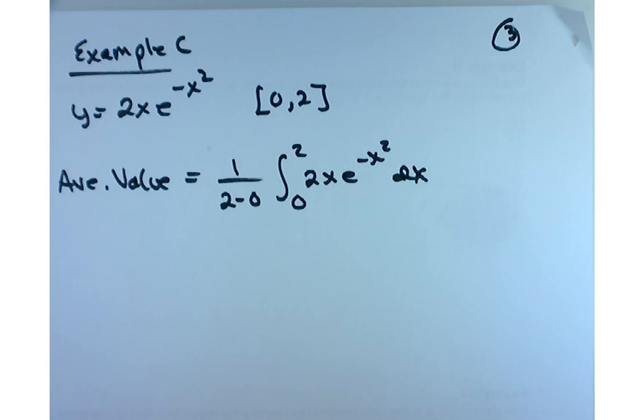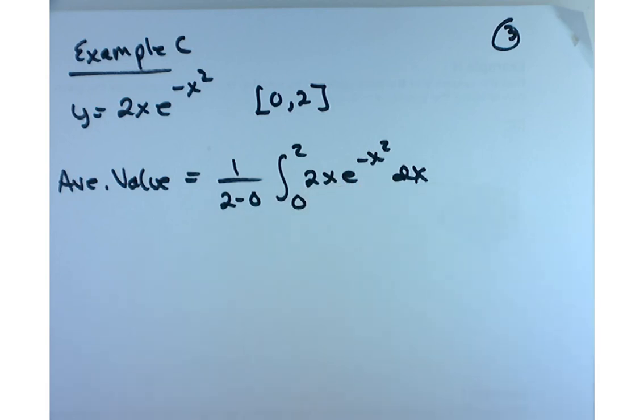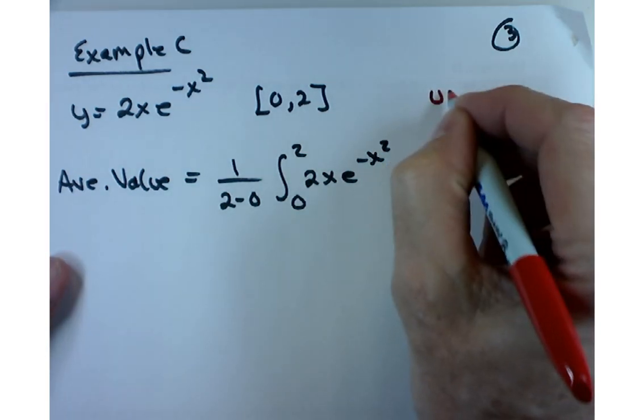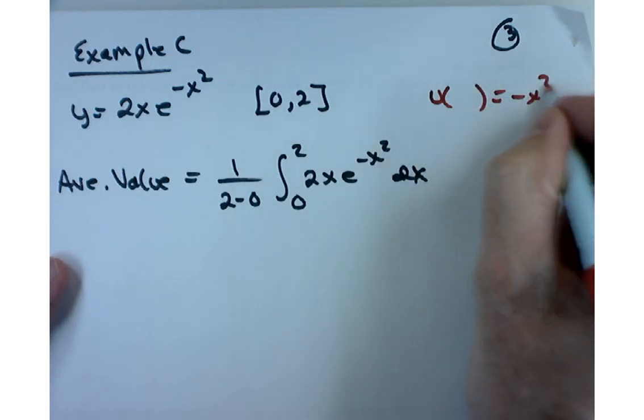Pranav, any suggestions? What could I let u equal? E. E would be just a constant, and so the derivative would be 0. Negative x is close. Some help? Yeah, let's do negative x squared.